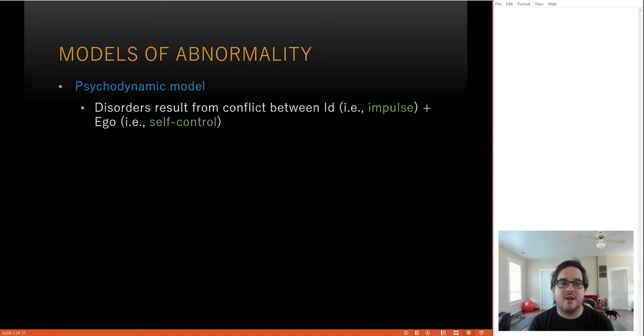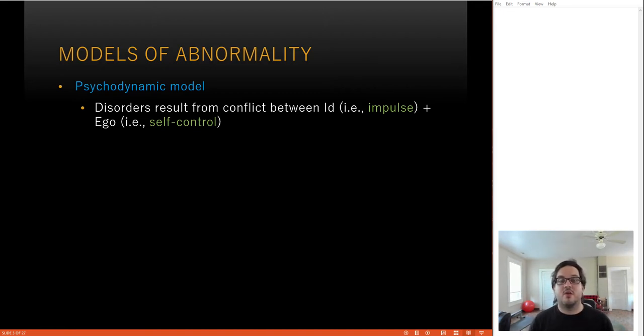The psychodynamic model stipulated or predicted that disorders result from a conflict between two unconscious processes, the id and the ego. This was a model that was put forth by Freud, and he used it to explain a number of things. And the basic idea is this: there is a certain part of your brain that is in control of your impulses, the things that by intuition you simply want to do.